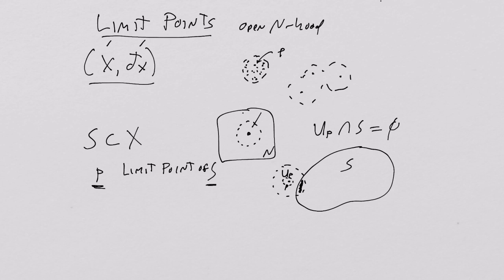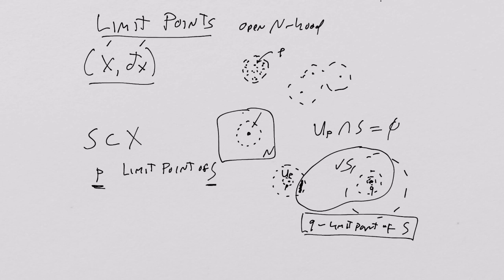On the other hand, if the point of interest was inside S, let's call that point Q, well in this case, no matter what open neighborhood, big or small, I make for Q, it will always contain some points of S. Therefore, Q is a limit point of S, right? Q is a limit point of S because every neighborhood of Q, every open neighborhood of Q, contains at least one point of S.